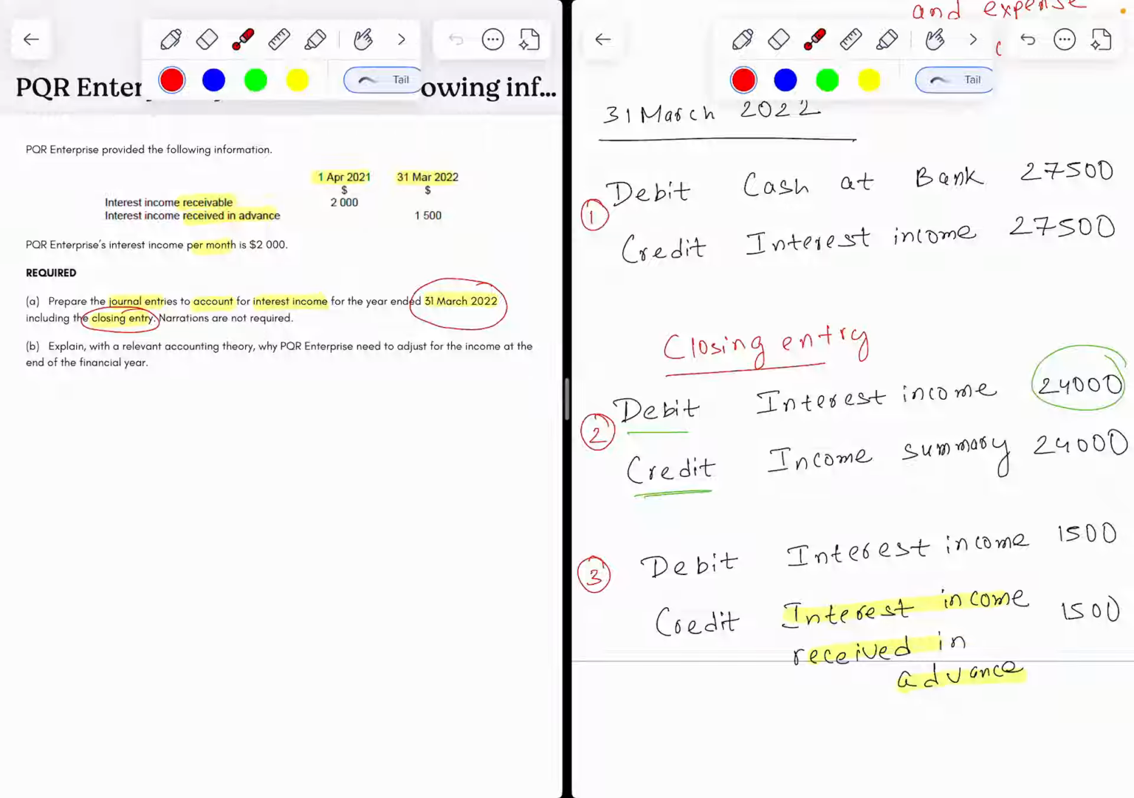So income account by default is always credited, which means when it increases, we credit it. Now that we have to reduce this income account, we have to debit it, okay? So reflect that reduction. So we debit interest income by $24,000, and all that amount is transferred to the income summary account, which is credited by $24,000.